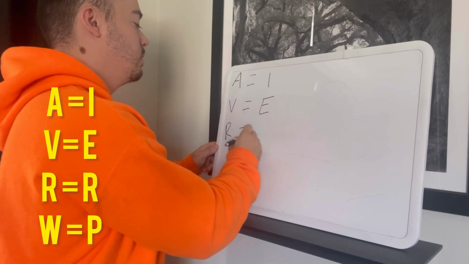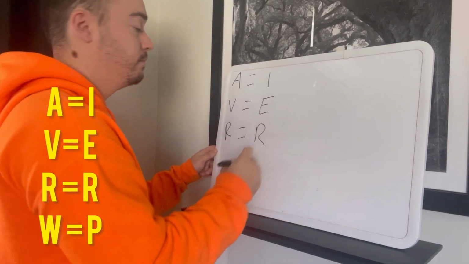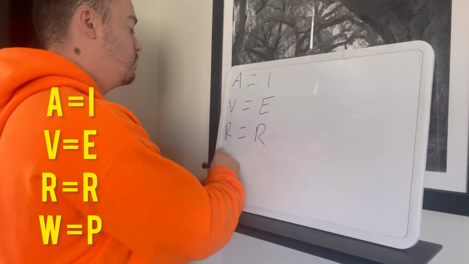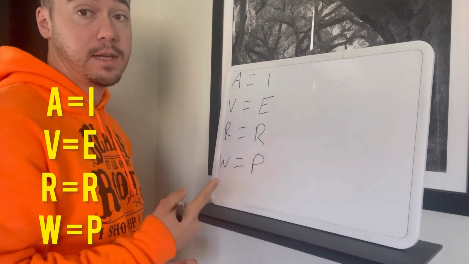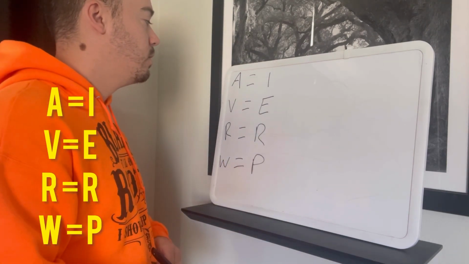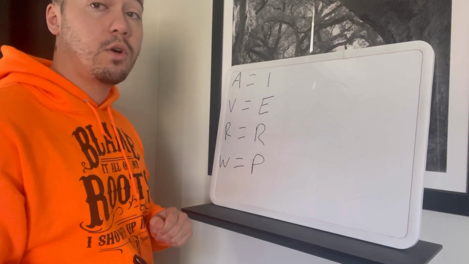Resistance, typically defined with an R, go figure. And watts typically defined with a P for power, like I said. So these variables are used in what's called Ohm's law.